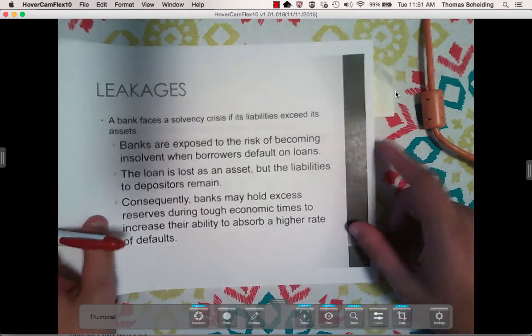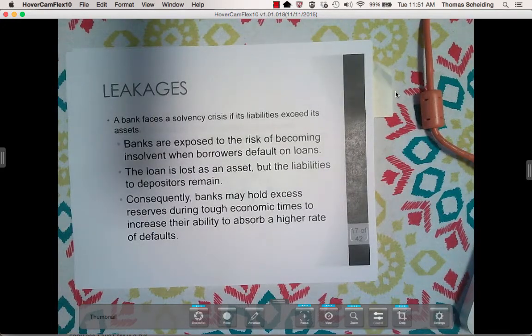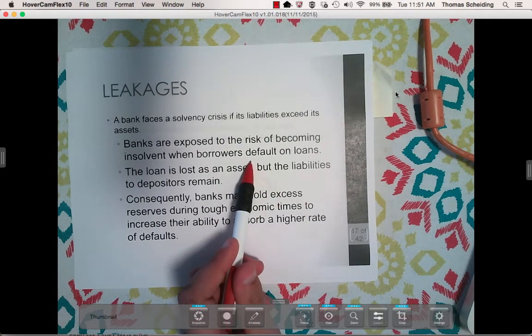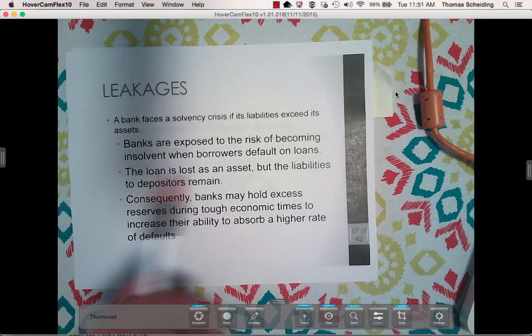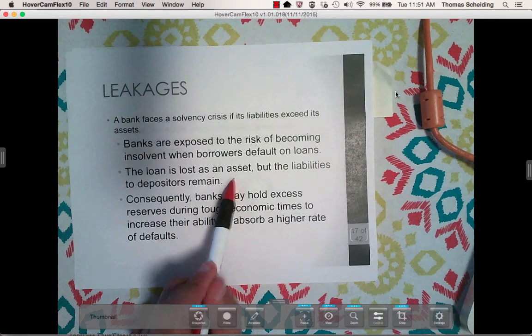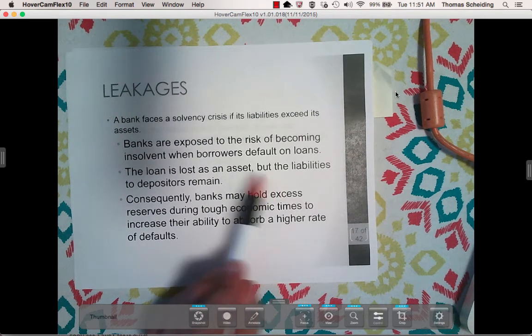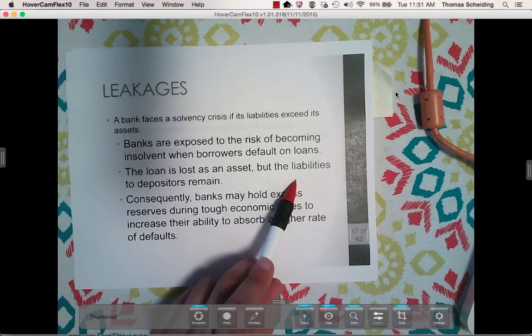Now, this slide here basically describes the housing crisis. Many banks, most banks, had some solvency issues. Solvency meaning they didn't have enough cash to pay their immediate obligations. And it happened because individual borrowers were not paying off the loans that they had made. They weren't making regular payments. So the bank is losing the asset, but the people who made deposits, that liability still remains. So now my assets are not sufficient to cover my liabilities.